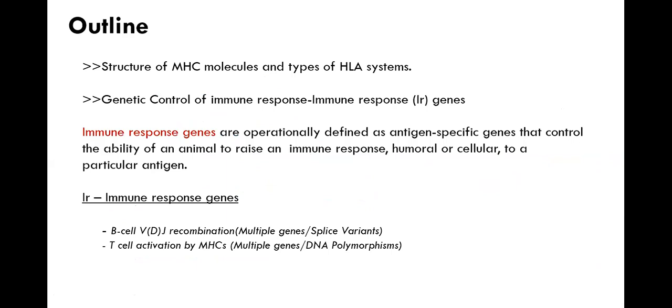But let me take the outline in another form, in terms of the curricular aspects of what we have studied. We are already in unit 3, and unit 3 talks about two concepts, MHCs and HLAs. One concept is the structure of MHC molecules and the types of HLA system, which we will see. The other concept is the genetic control of immune response, that is, what genes control immune response, called immune response genes.